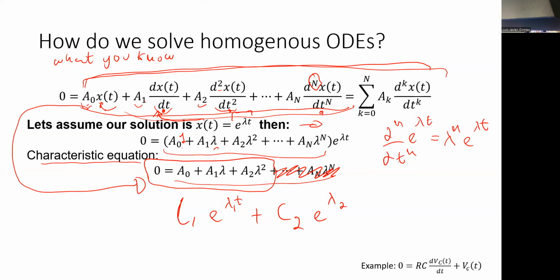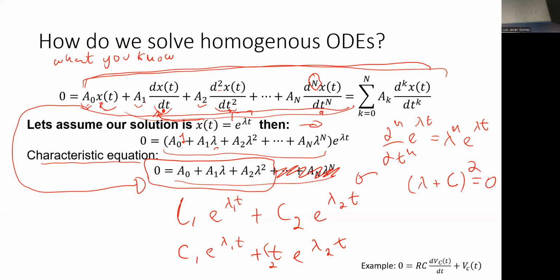And then in the case of second order, you might have repeated roots. So sometimes the polynomial might be of the form lambda plus some constant squared equals zero. In that case, you have repeated roots. And whenever you have repeated roots, your solution will look of the form C1 e to the lambda 1 t plus t C2 e to the lambda 2 t.